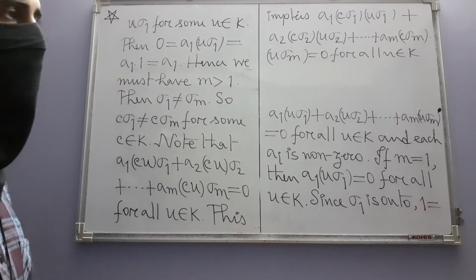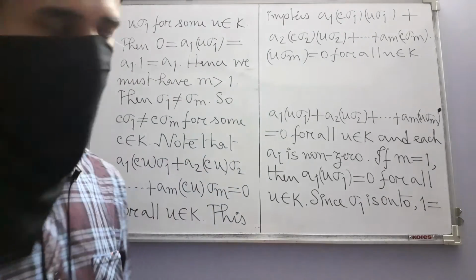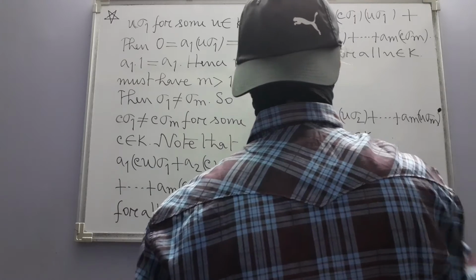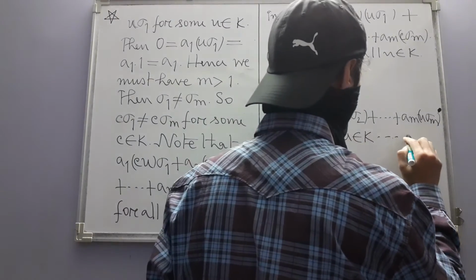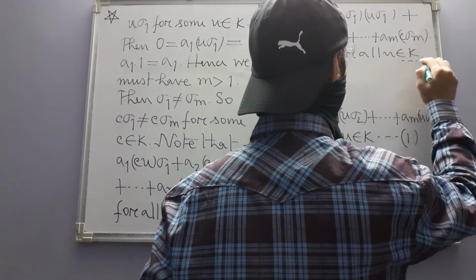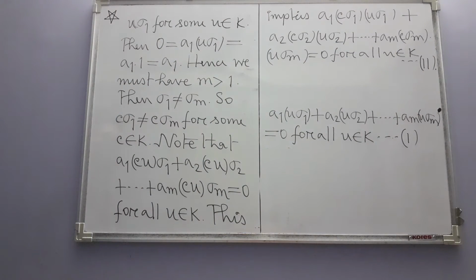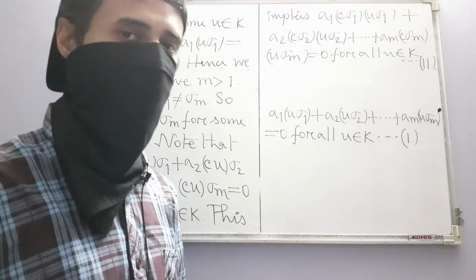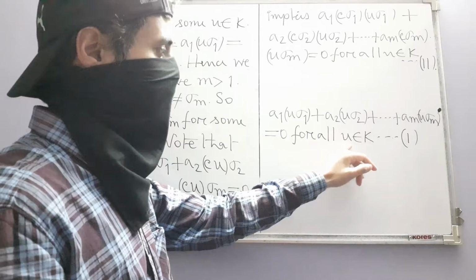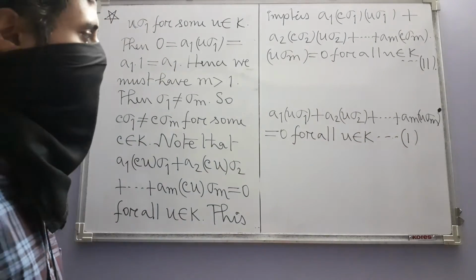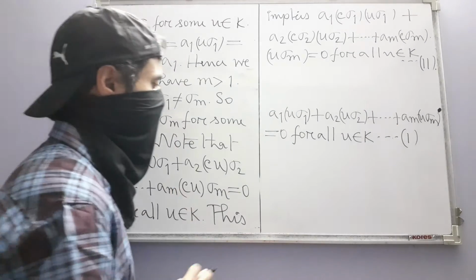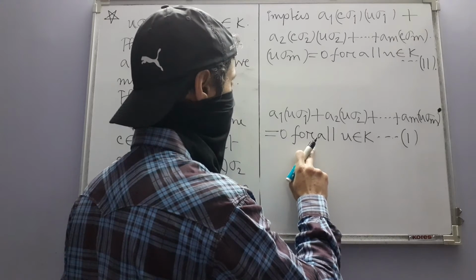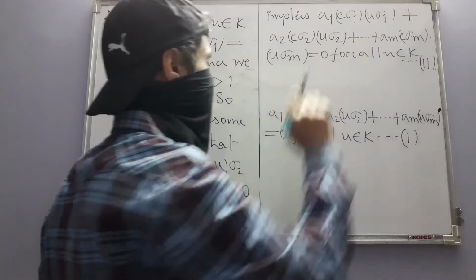Let us give these two relations some numbers so that we can say clearly what we are going to do next. Say we call this one 1 and this one 2. We should keep in mind that these are not two equations, but actually many equations because we can change u. Now what we can do is multiply the first equation by C sigma 1 and subtract from the second equation.